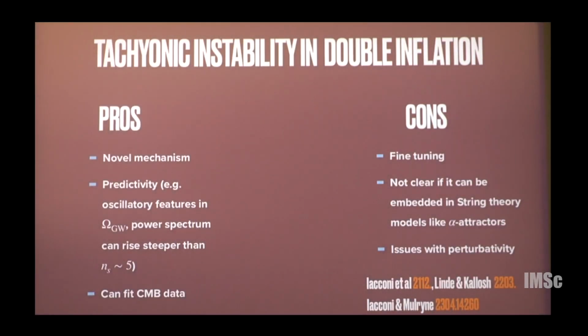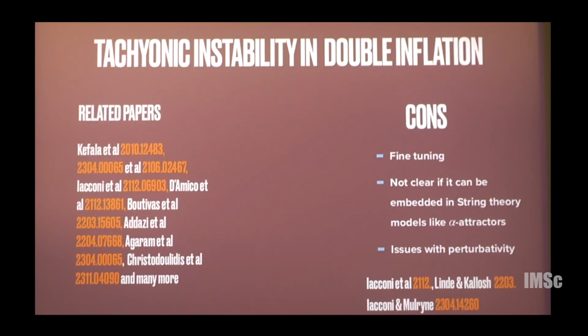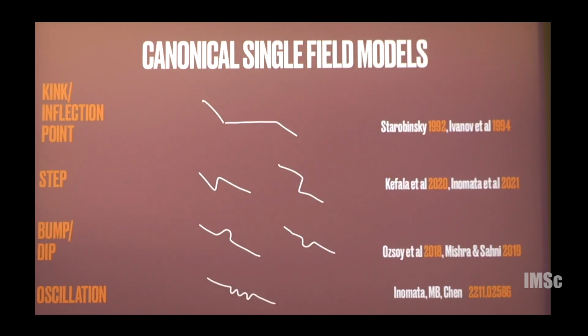Again, it is a little bit of a fine-tuned situation, but it's something that has prompted a lot of different works in the literature, and it's something that we are testing right now. We are forecasting in the LISA collaboration, so it's something that people are taking seriously. And then there are canonical single-field models.